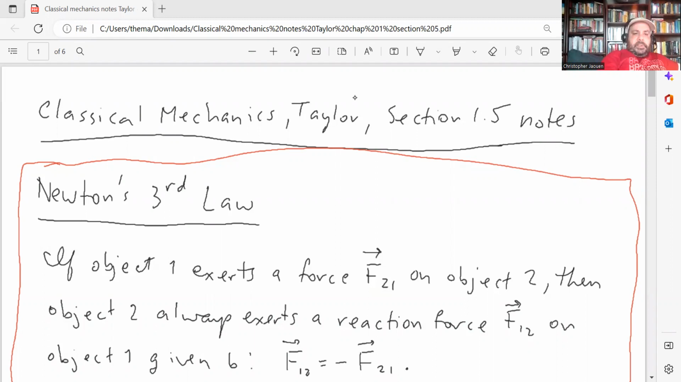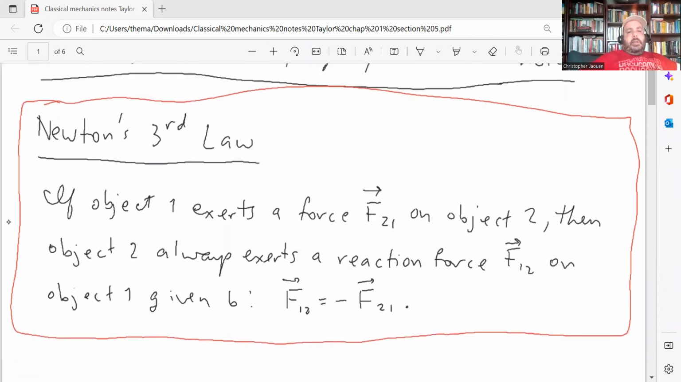All right, this says in the red box here, if object 1 exerts a force F21 on object 2, then object 2 always exerts a reaction force F12 on object 1, given by F12 equals negative F21. So just to parse what this is saying, first of all, the notation here: the subscripts 2, 1 represent the force that object 1 exerts on object 2. And if you reverse the indices, F12, 1, 2, stands for the force that object 2 exerts on object 1, right?